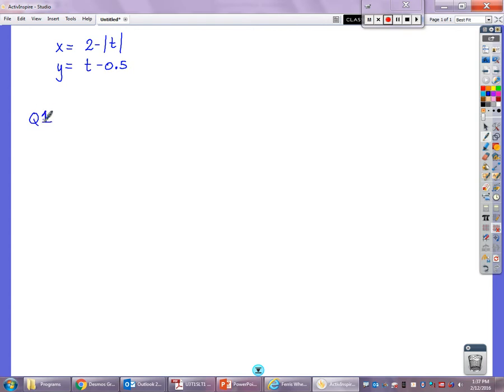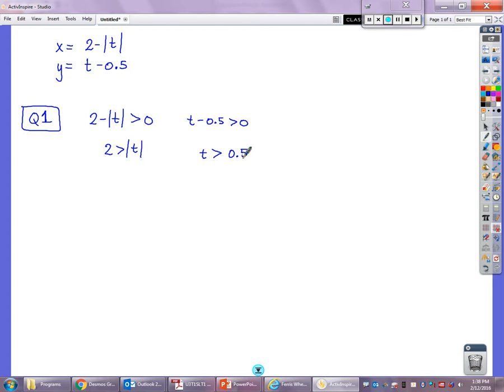If we want to restrict to quadrant 1, then we require that what be true? What's true about x and y coordinates in quadrant 1? They're positive. Both are positive. So we want 2 minus absolute value of t to be greater than 0, and we want t minus 0.5 to be greater than 0. So what does that mean? 2 is greater than absolute value of t, and over here t is greater than 0.5.